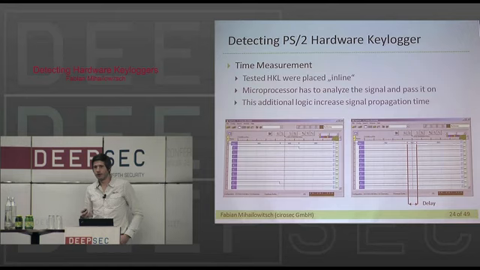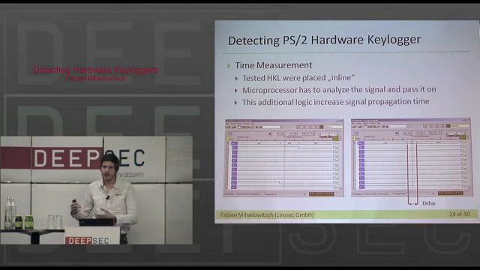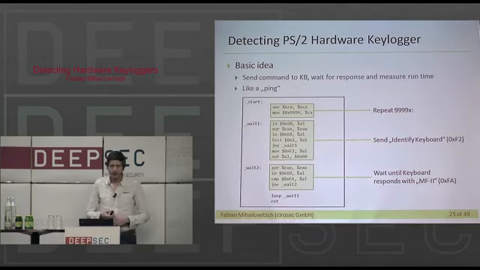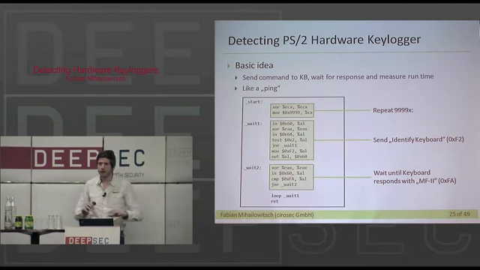So what you can try to do now is perform time measurements in order to determine whether additional hardware, aka the hardware keylogger, is placed in line between the keyboard and the KBC. The idea I had is that we have various keyboard commands, like I mentioned earlier, which we can use as kind of a ping, like from TCP/IP networks.